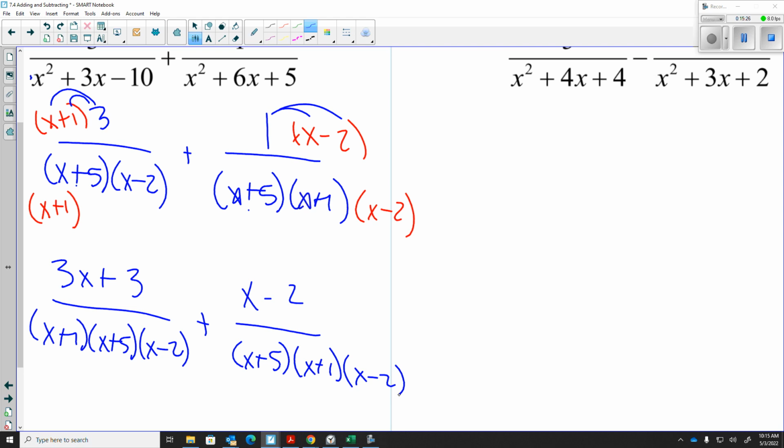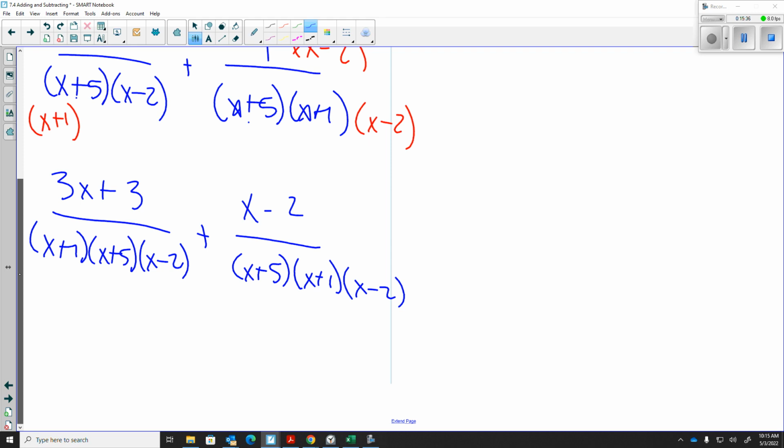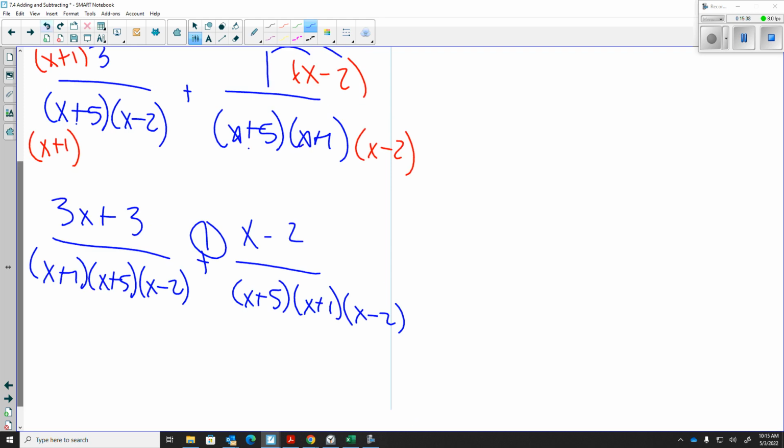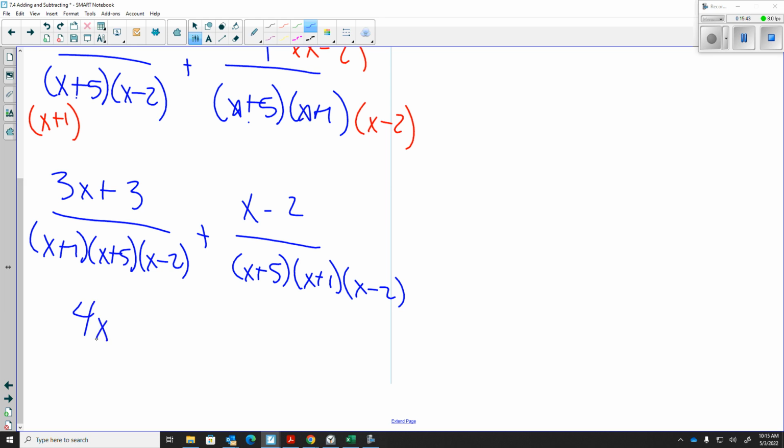So the denominators are the same now. So we can just combine like terms. And we're adding, right? So we don't have to worry about the double negative thing. 3x plus x is 4x. And 3 plus negative 2 is 1. It's 3 minus 2, right? Over that whole thing. X plus 1, x plus 5, x minus 2. And we're done. Does that make sense?